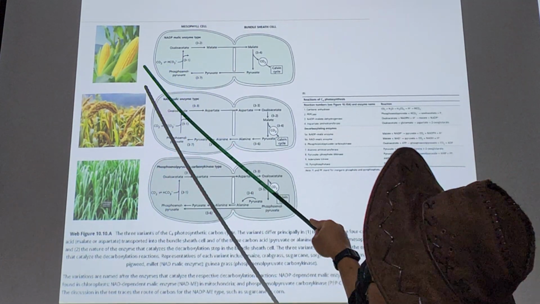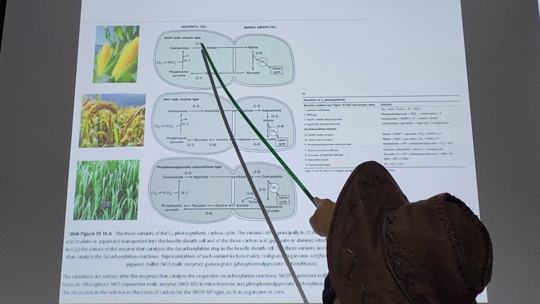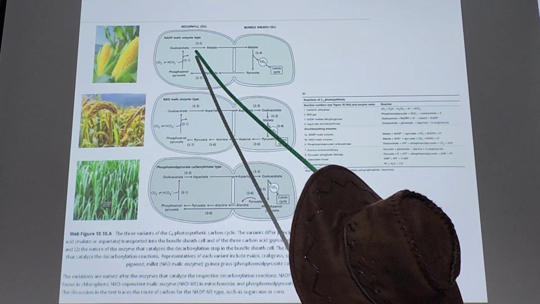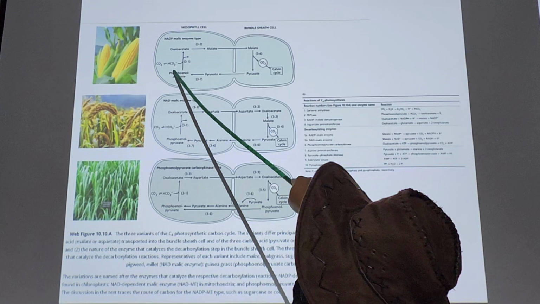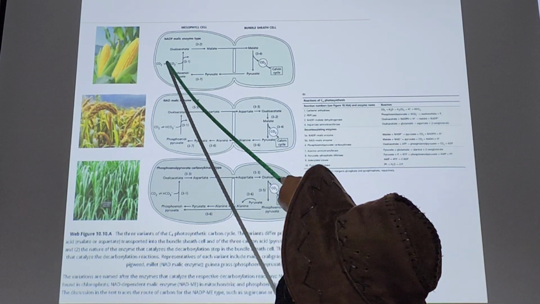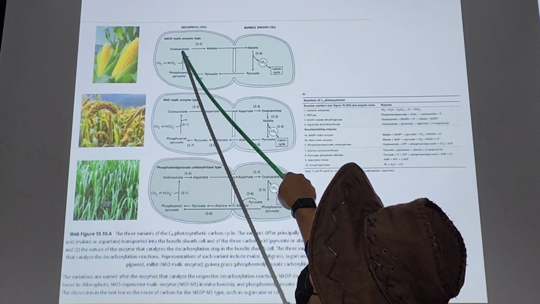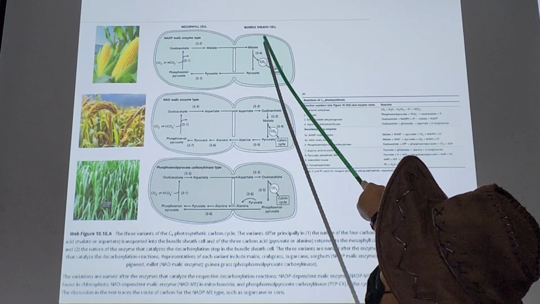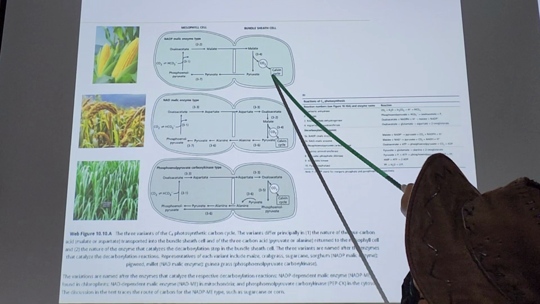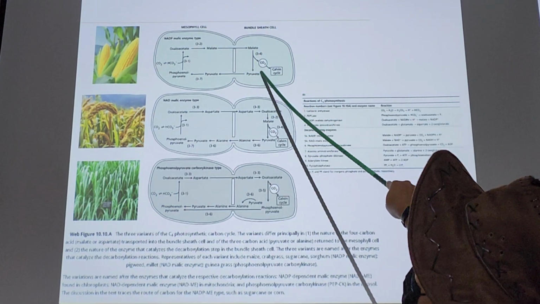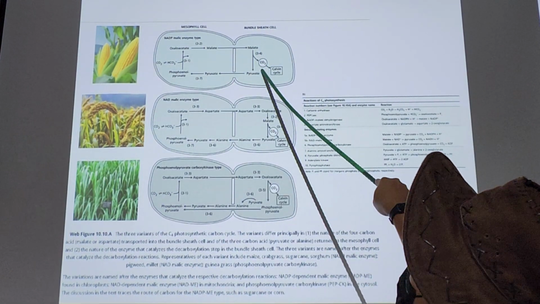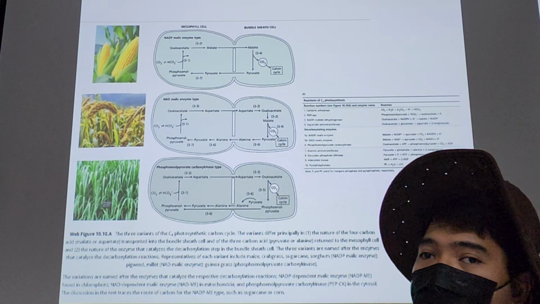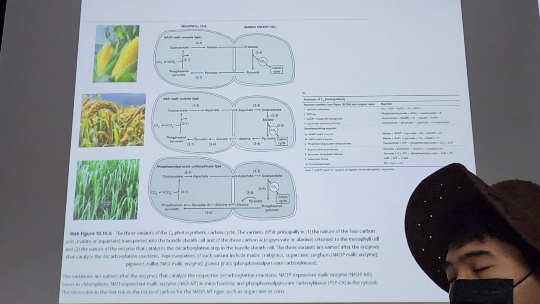So the first one, the regular one, is this. It's very easy. You fix your carbon, CO2, using the HCO3. What is HCO3? Bicarbonate, to get oxaloacetate. Then oxaloacetate will be converted to malate. Malate goes to the bundle sheath and then gets decarboxylated. CO2 proceeds with the Calvin cycle. The leftover is pyruvate. Pyruvate comes back to become phosphoenolpyruvate in the mesophyll cell.